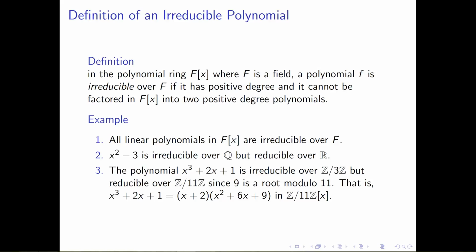According to our slides from last time, we know that that means we can factor out an x minus 9 from x cubed plus 2x plus 1. When we do that and reduce everything modulo 11, that x minus 9 turns into an x plus 2, since negative 9 and positive 2 are the same modulo 11, and the remaining factor turns out to be x squared plus 6x plus 9. Now, each of these polynomials, x plus 2 and x squared plus 6x plus 9, happen to be irreducible in Z mod 11. So we started with a polynomial that happened to be reducible over Z mod 11, and we've written it as a product of irreducible polynomials.